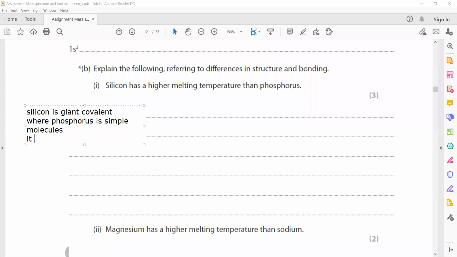So it requires greater energy to break the bonds within silicon. That's why it has a high melting point. So silicon is a giant covalent structure whereas phosphorus is a simple molecular structure, and because there are more bonds in the giant structure, we need a greater amount of energy to break, to separate them.